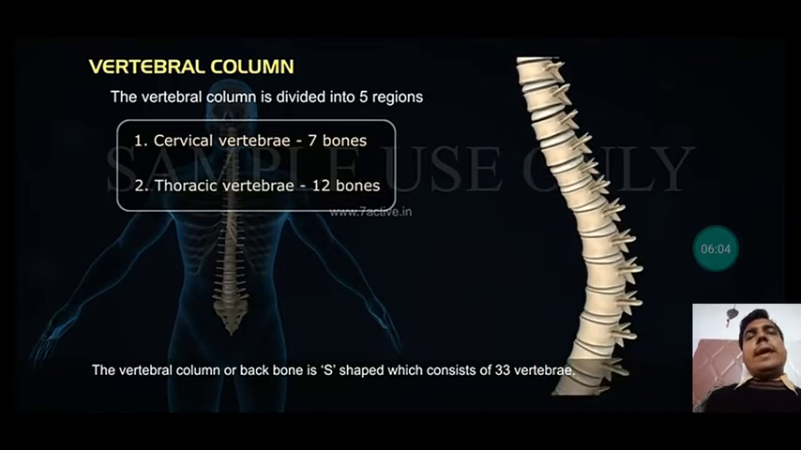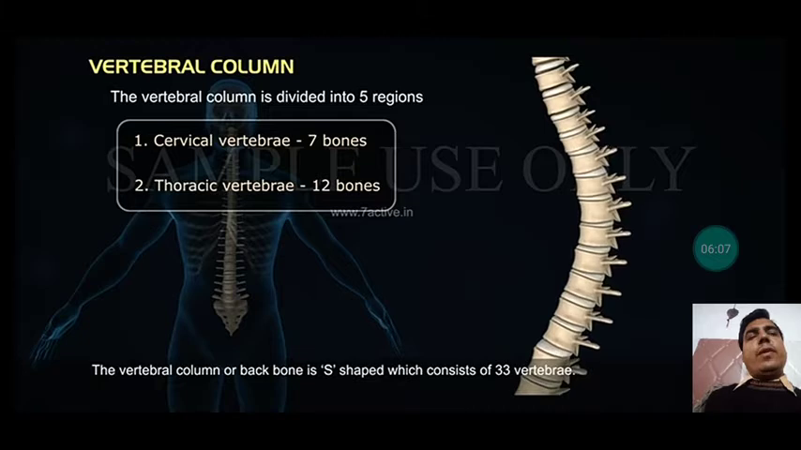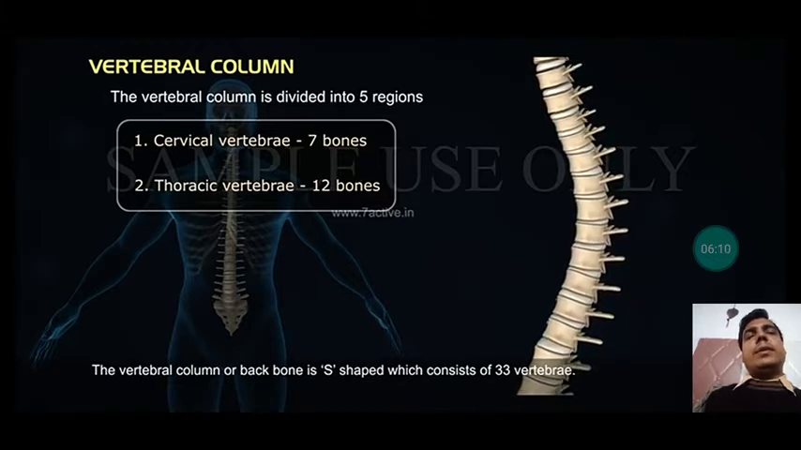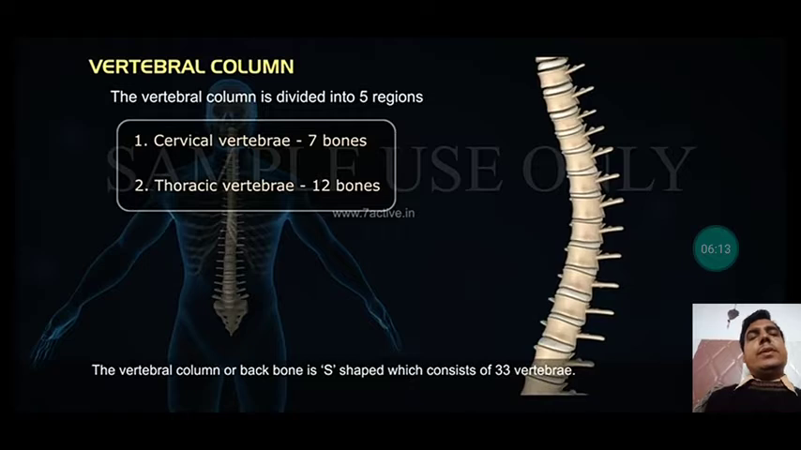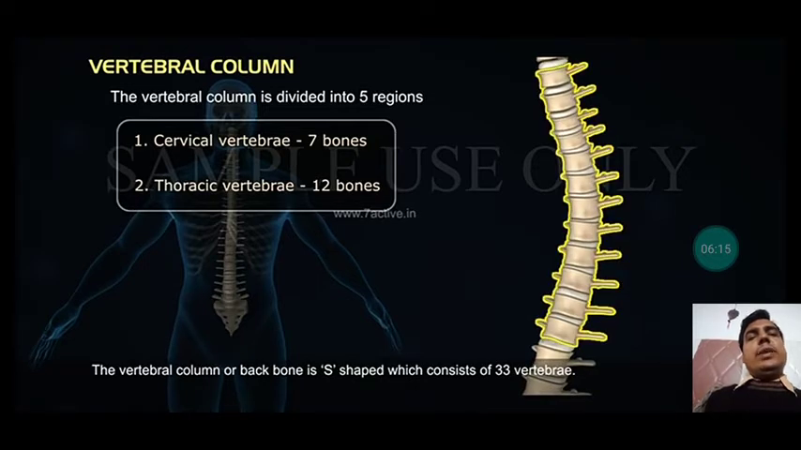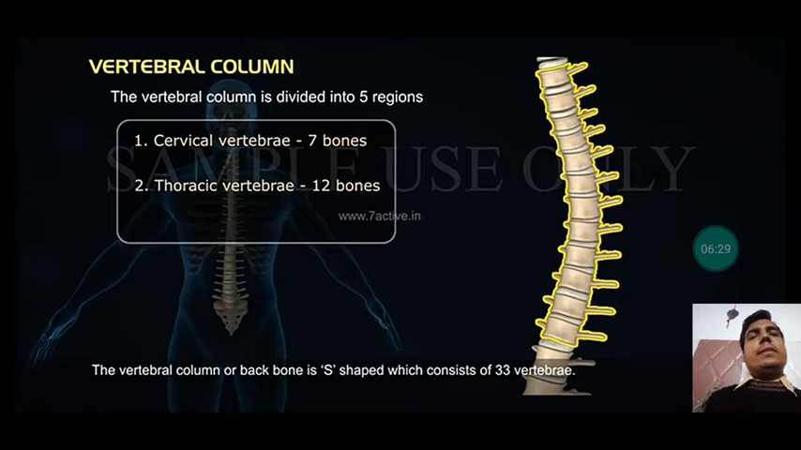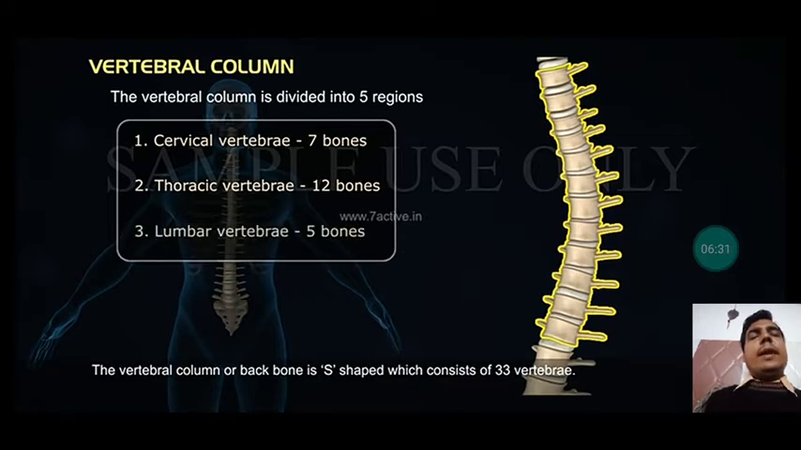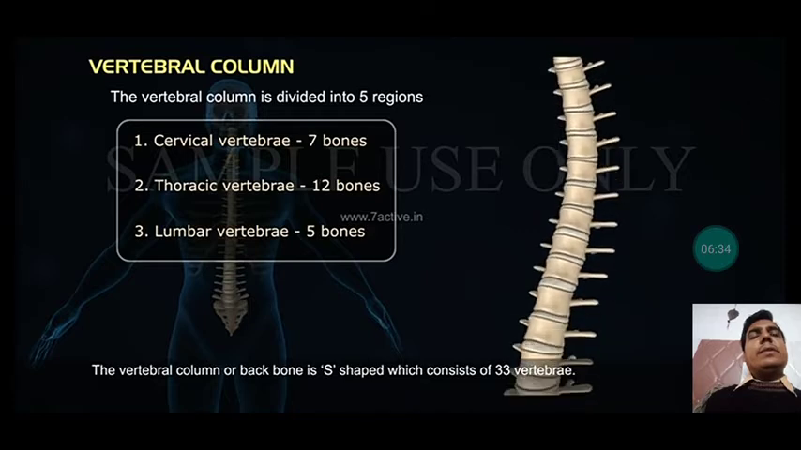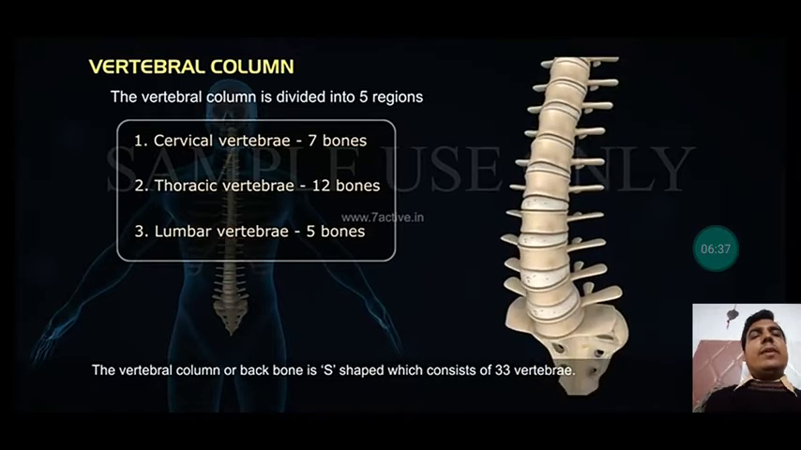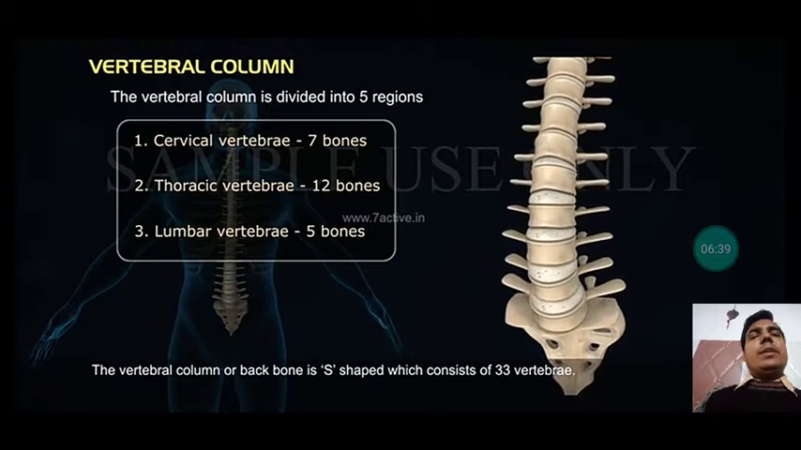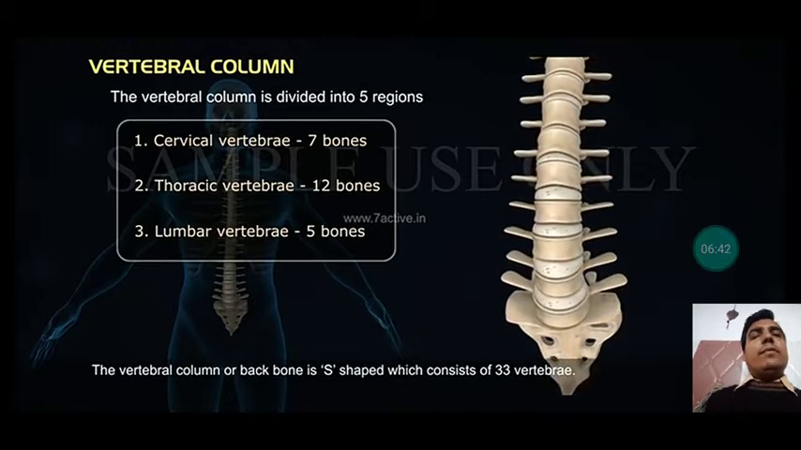Second is the thoracic vertebrae. They also support the rib cage. There are 12 bones: T1, T2, T3, T4, T5, T6, T7, T8, T9, T10, T11 and T12. T1 to T7 are true vertebrae, T8 to T10 are false vertebrae, and T11 and T12 are floating vertebrae.